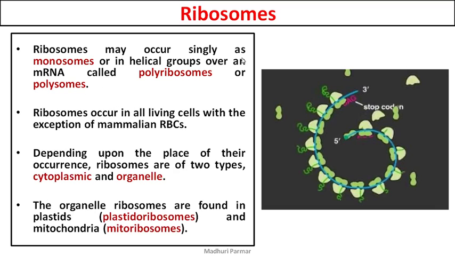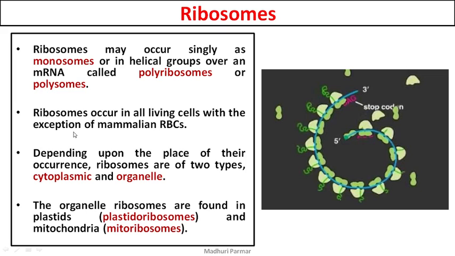They occur in all living cells with the exception of mammalian RBC. Ribosomes are present in all living cells, whether prokaryote, eukaryote or archaea. The only exception is mammalian RBC, red blood cells, where you do not find ribosomes. By now you must have understood that mammalian RBCs are an exception to a lot of organelles.